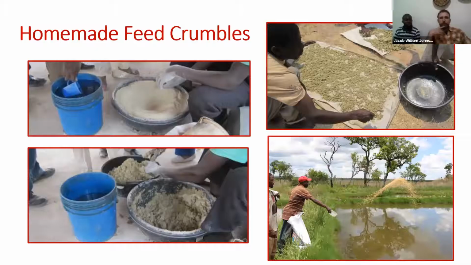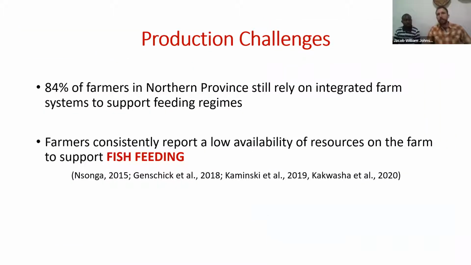This is just to give you an idea how homemade feed crumbles are made. The ingredients are mixed dry, and then water is slowly added to create a paste, and then the crumbles are laid out in the sun to dry and then fed directly to fish on a daily basis. So 84% of farmers in Northern Province still rely on integrated farm systems to support feeding regimes, whether or not they have access to commercial feeds.